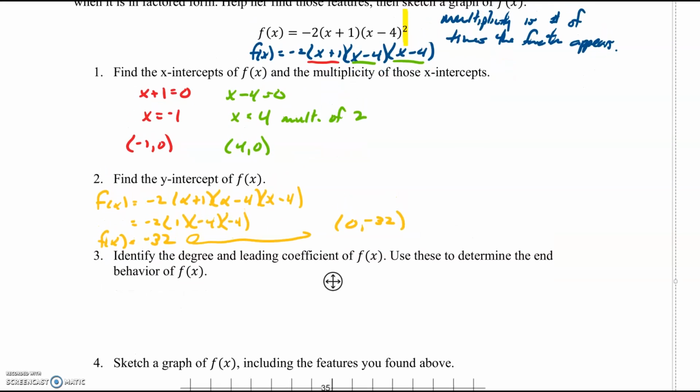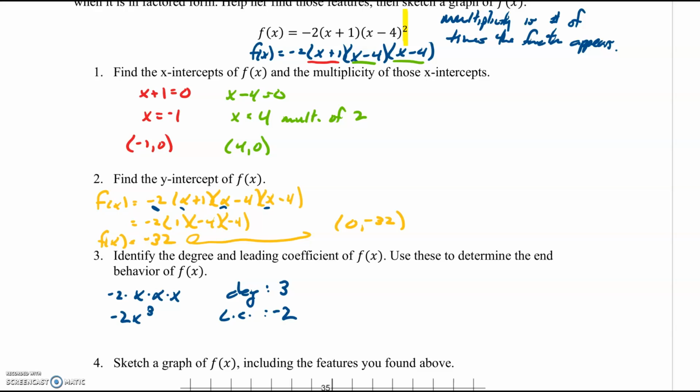Perfect. Now we want to identify the degree and the leading coefficient. When we find the leading coefficient, what we need to do is imagine what's going to happen when we multiply all of these x's. We have an x times an x times an x. But we also have everything multiplied by negative 2. So my first term should be negative 2x cubed. So the degree of my function is 3, and my leading coefficient is negative 2.